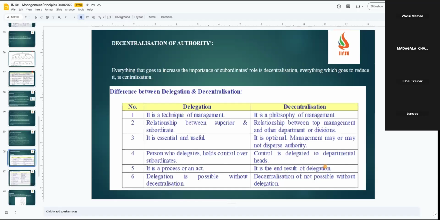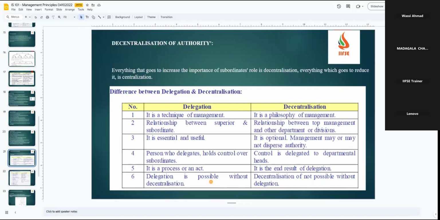In the sense, they have given the importance to the management. That we have to understand. Delegation: the management delegated the authority to take the decision on improving production capacity to the departmental heads. That is delegation. Then as a result, in the sense, they have given the importance to the departmental heads to take the decisions. Decentralization is a result of delegation. Okay. So delegation is possible without decentralization. Decentralization is not possible without delegation.